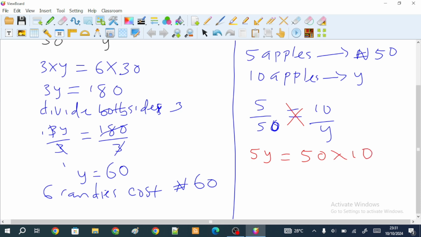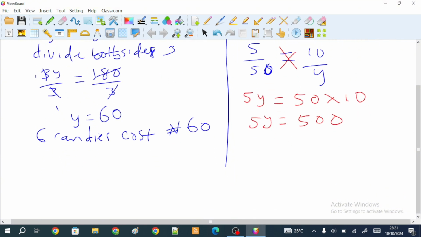All right, so 5y here, which is the same thing as 5 times y, is equal to 50 times 10, which is 500. Do you remember what we'll do here? We're looking for y. However, what we'll have here is 5y. What do we do to find y? We divide both sides by the coefficient of y. Coefficient is the number written together with the y. So the coefficient here is 5.